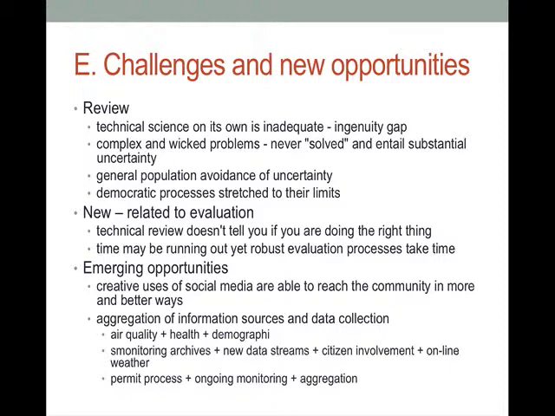Now, there are some new issues related to evaluation. A technical review doesn't tell you if you're doing the right thing. You have to back up and take the larger, longer-term view to determine that. And yet, as we say, take the longer-term view, sometimes time is running out. If we took the time to do a robust evaluation, everything could have already failed. Maybe this project really needs a kickstart, and to get a healthy forest management program and a healthy agriculture program going, you might have to cut some corners in order to get that to happen.